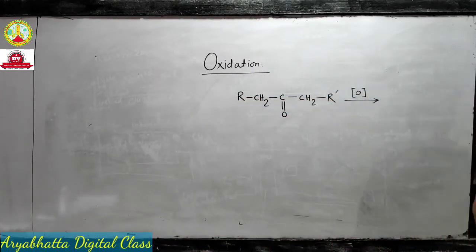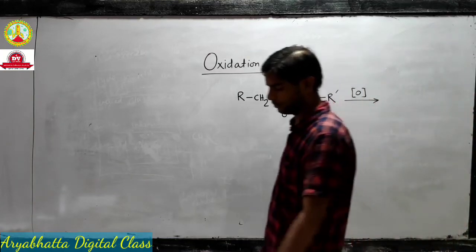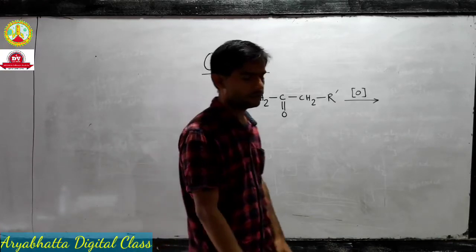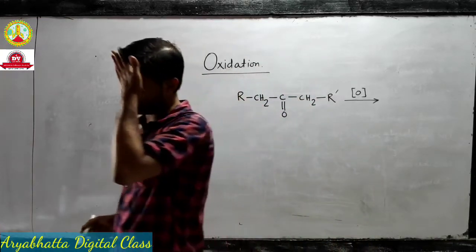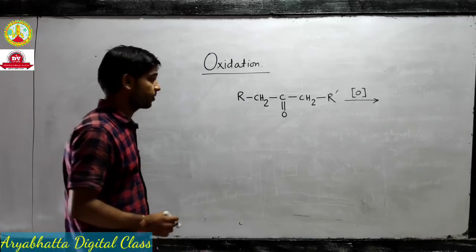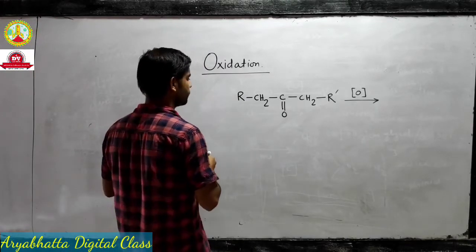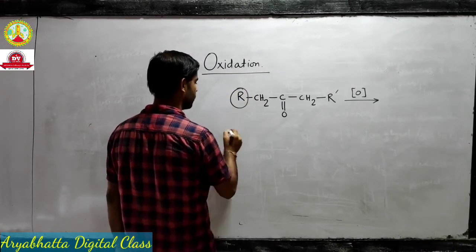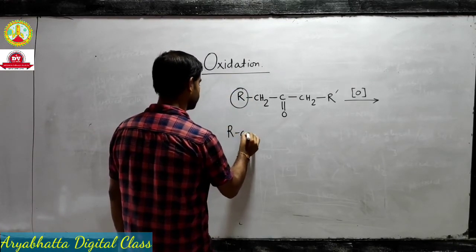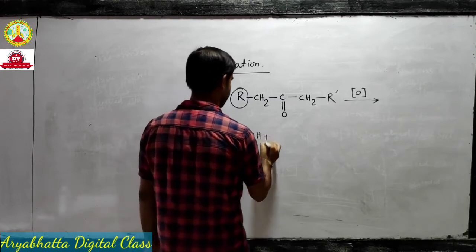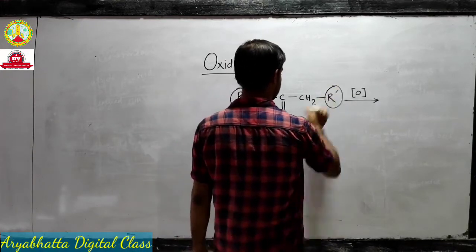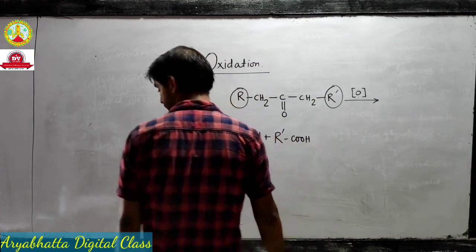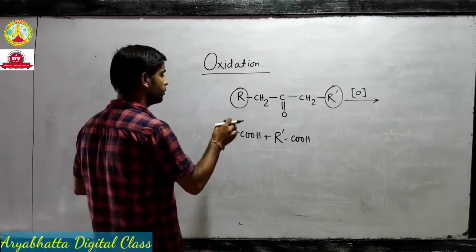Now see, we will get a number of products here. Let's see what products we will get. First, do one thing, I'll tell you how to determine. Take this and make an acid with this, then take this, make an acid. So, you did 2.